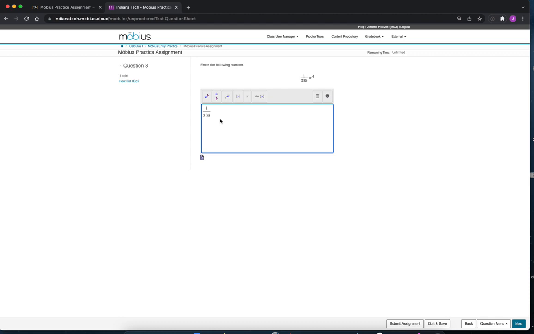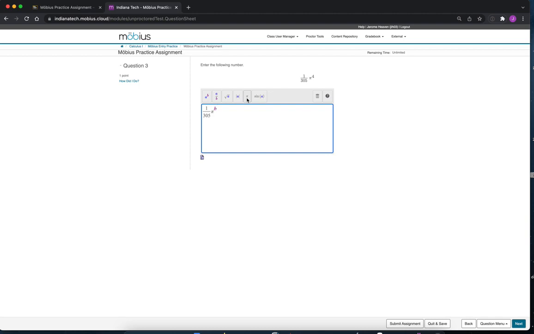And then I need to do pi, but the pi is raised to the 4th power. So I need to find a palette or a little placeholder that has both a base and an exponent. And that's the first one. So if I click on this, and then notice the base is selected, it's highlighted, so that's pi, and then I'm going to use my right arrow to go up to the exponent.